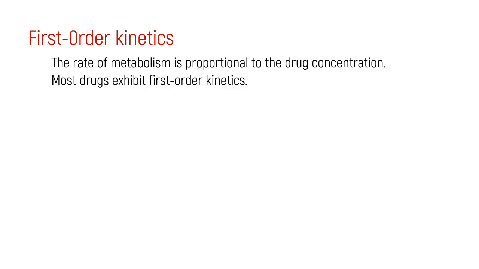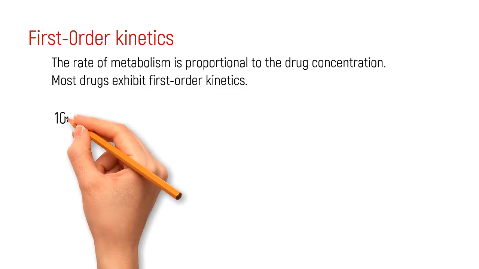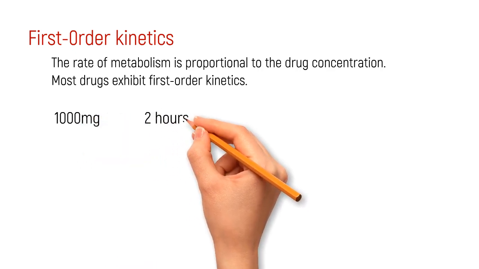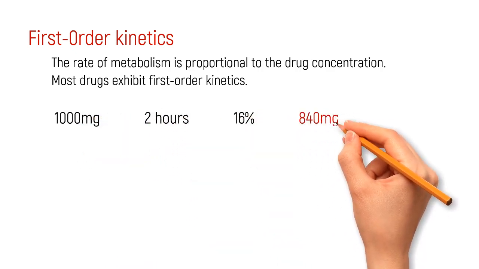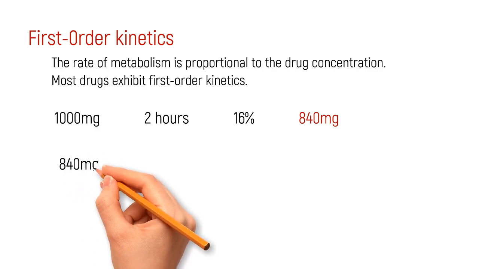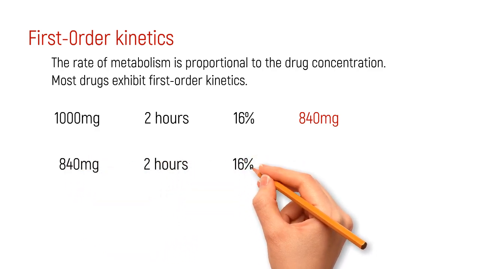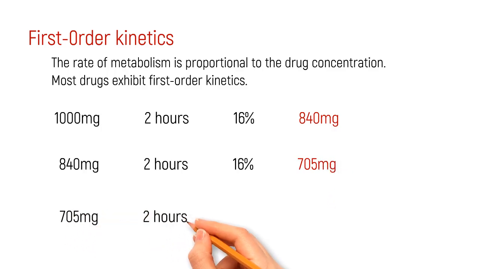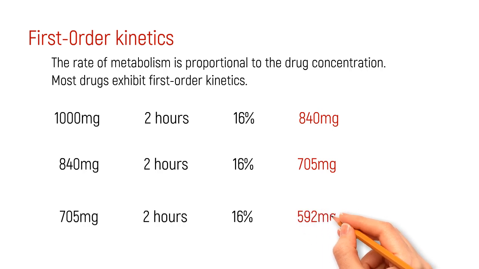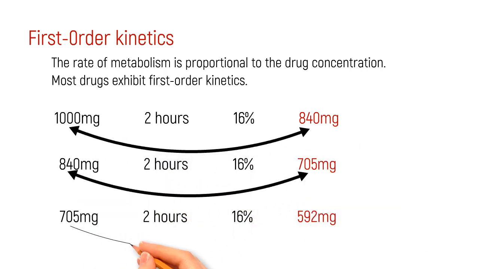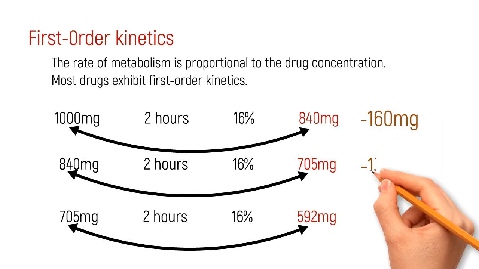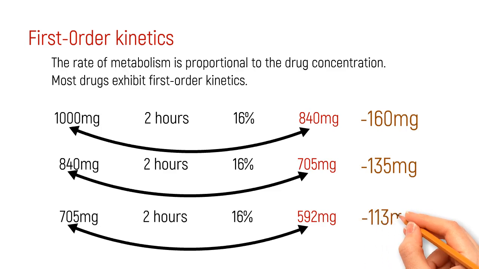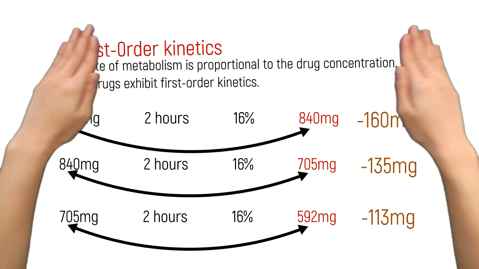For example, if we start with a drug at a concentration of 1000 milligram and 16% of it is metabolized after 2 hours, the concentration will drop to 840 milligram. After another 2 hours, 16% of the remaining concentration will be metabolized, reducing it to 705 milligram. Following another 2 hours, 16% will be metabolized again, bringing the concentration down to 592 milligrams. As you can see, the amount metabolized over time changes. Initially, the drug is reduced by 160 milligram, then by 135 milligram, and finally by 113 milligram. This occurs because as the concentration of the drug in the blood decreases, the amount metabolized also decreases.